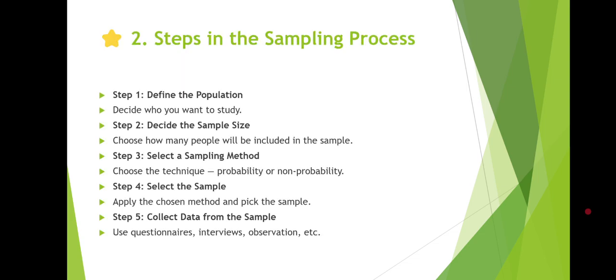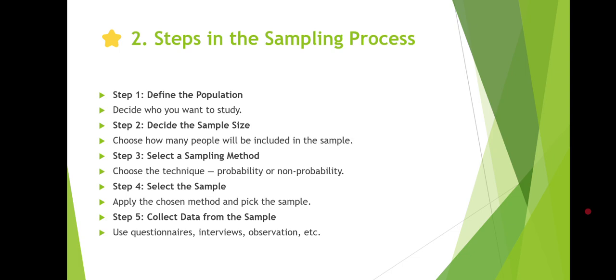Now let's understand the second topic, that is steps in the sampling process. So students, now we will learn the steps in the sampling process. Sampling is not done randomly. We follow a proper sequence to make the sample correct and useful. Let's understand each step in a very easy way. First step we have decide the population. So here first we decide who we want to study. This group is called the population. For example, all students in the school.